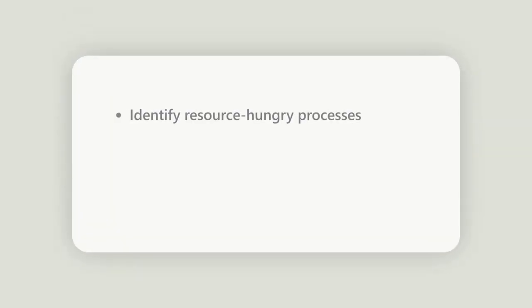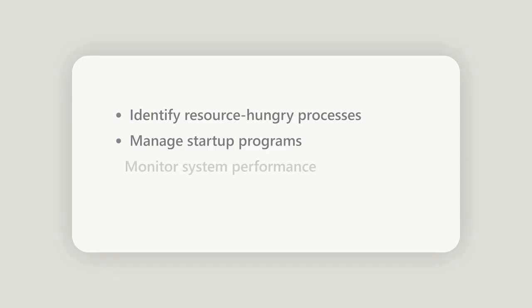Both Task Manager and Resource Monitor offer numerous benefits that help maintain system health. By monitoring CPU, memory, disk, and network usage, you can identify processes that consume excessive resources and take appropriate actions, such as ending or troubleshooting them. Disabling unnecessary startup programs through Task Manager can improve boot times and overall system performance. And real-time performance metrics help you understand how your system is performing and identify potential bottlenecks.